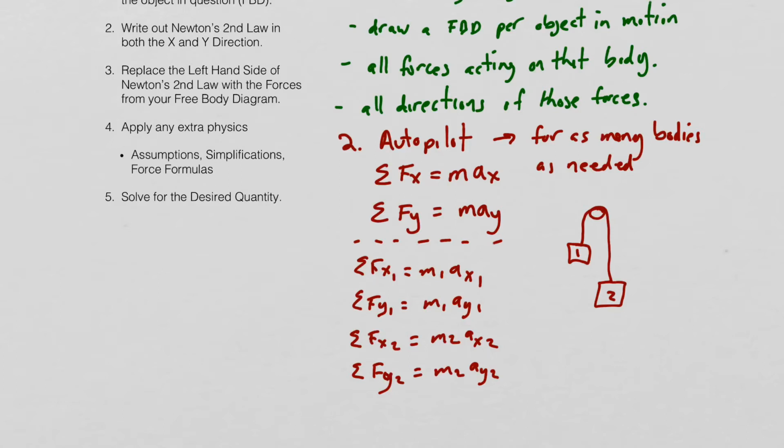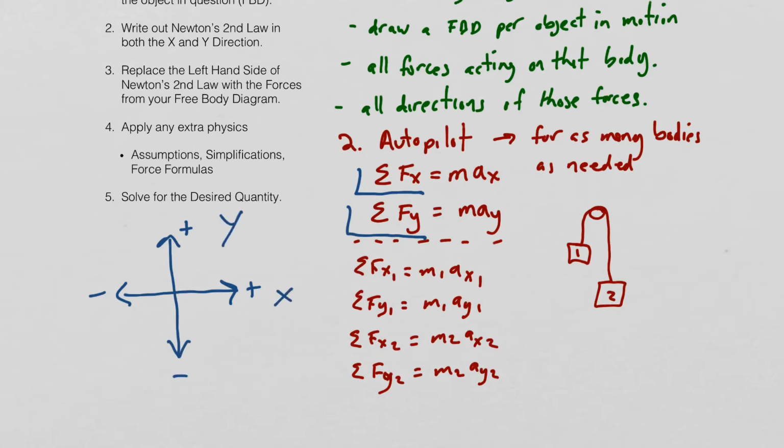Okay? Step 3 is fairly self-explanatory. We take what we learned from the free body diagram and drop it into the left-hand side of these. Again, what is the left-hand side? The left-hand side is this side here. And when I say replace the left-hand side with any of the forces on the free body diagram, we once again have to remember that we establish that anything going to the right is positive, anything going up is positive, anything to the left is negative, and anything down is negative. That is our typical convention for an x and y coordinate system.